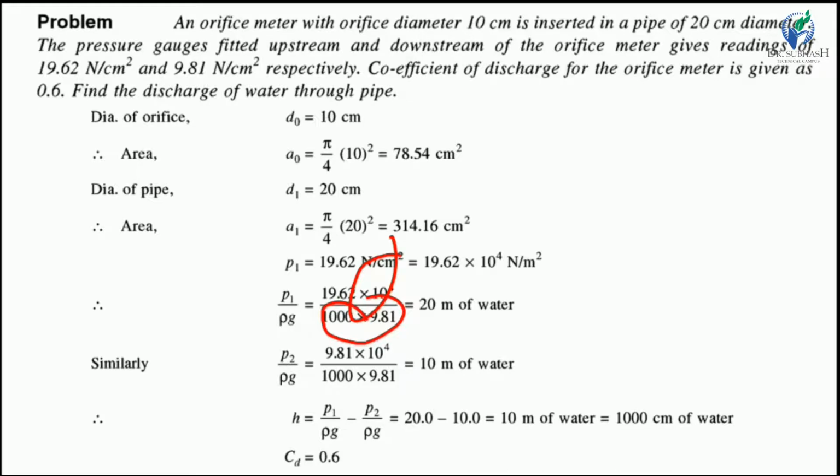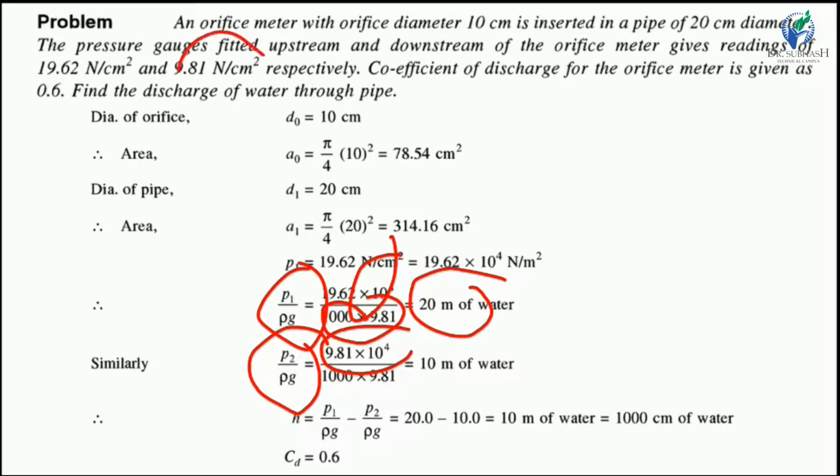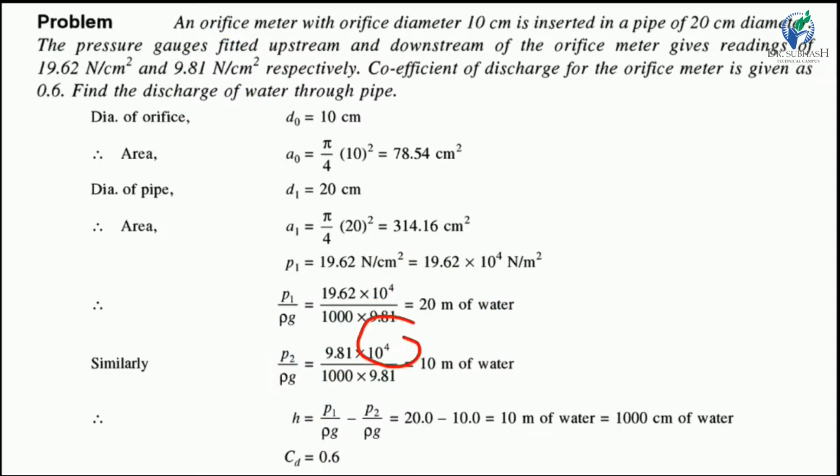And rho, the density of water, we know is 1000, and g is 9.81. So we have to find the value of P1 upon rho g, and then the value of P2 upon rho g. P2 is given as 9.81 Newton per centimeter square, which is also converted into Newton per meter square. Density of water is 1000 and the value of g is 9.81. So the final value of pressure head due to P2 is 10 meters of water.